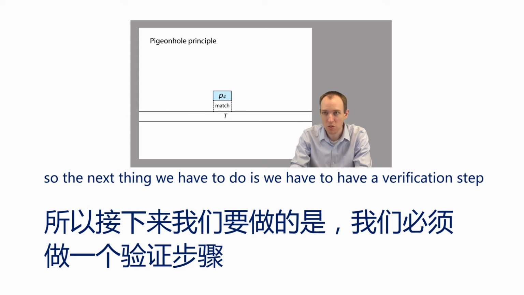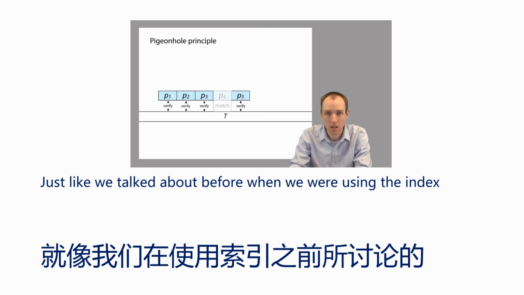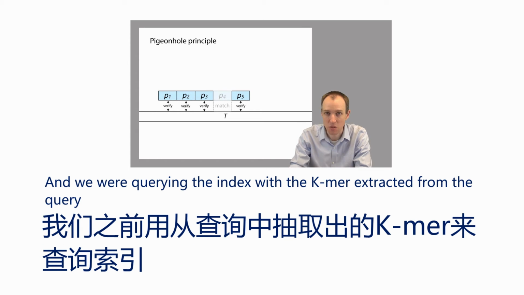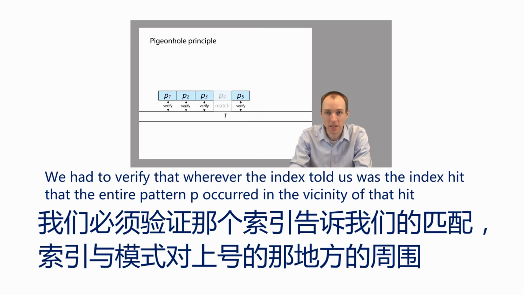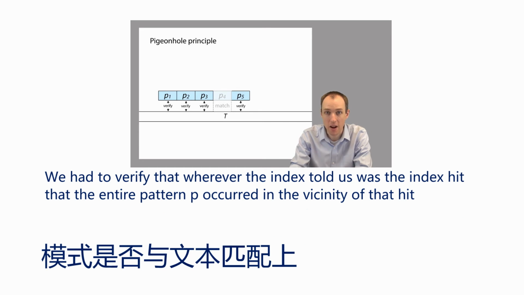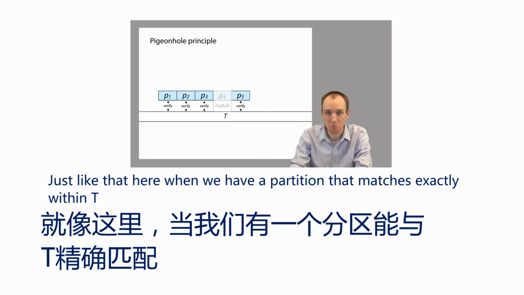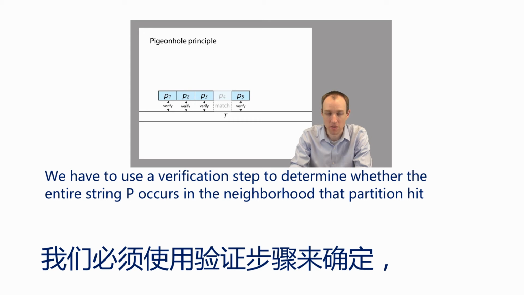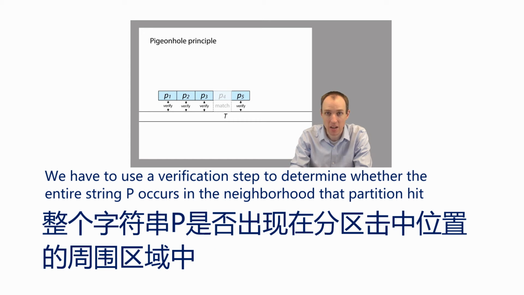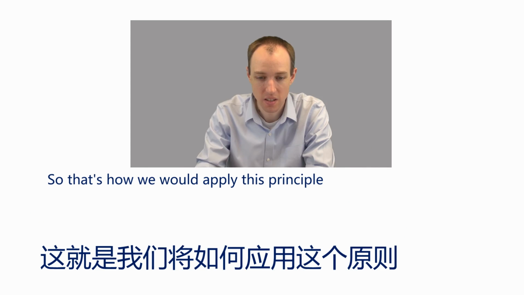So the next thing we have to do is we have to have a verification step. Just like we talked about before when we were using the index and we were querying the index with a k-mer extracted from the query, we had to verify that wherever the index told us was an index hit, the entire pattern P occurred in the vicinity of that hit. Just like that here, when we have a partition that matches exactly within T, we have to use a verification step to determine whether the entire string P occurs in the neighborhood of that partition hit. So that's what we're doing here. So that's how we would apply this principle.